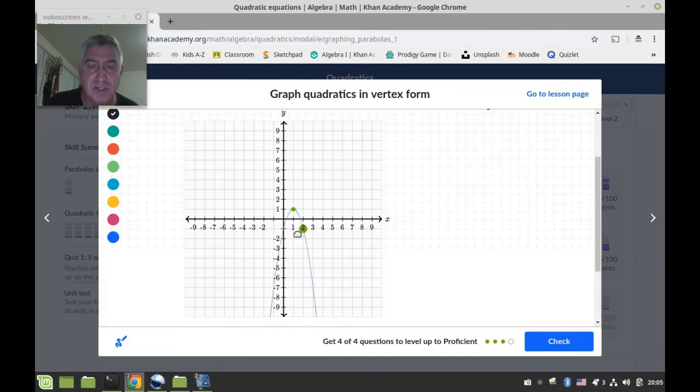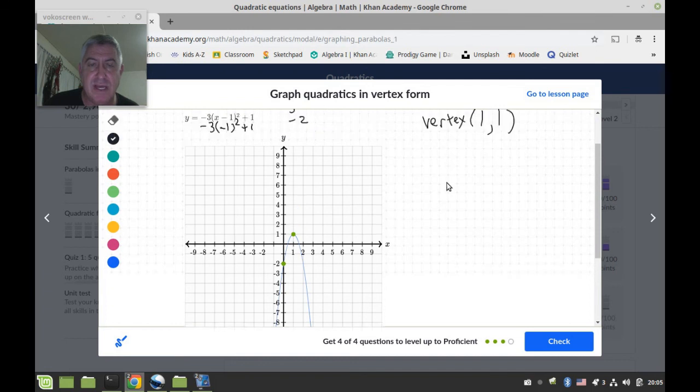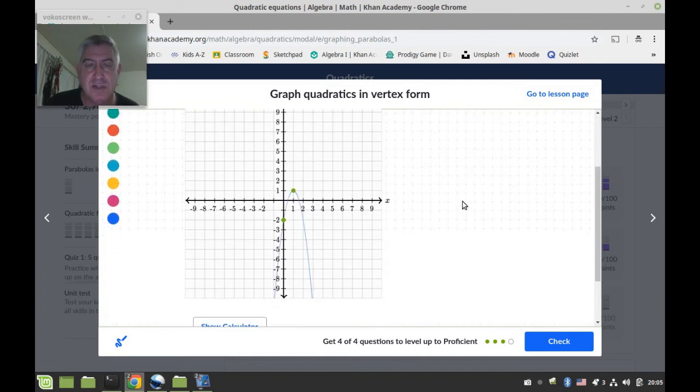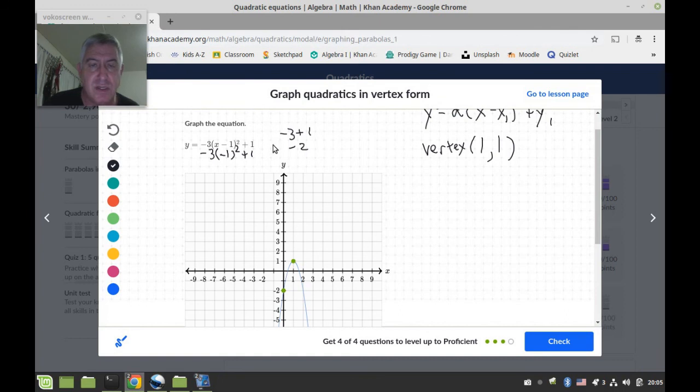And that means that's my point. And this is, again, really steep down, and that's really steep down because it's a -3. So now I have this point here, 0, -2, and I'm good.